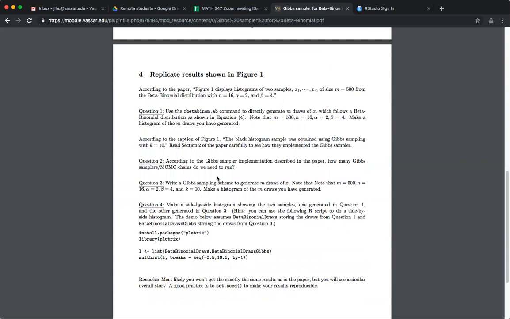You do these one by one, and in the end, I gave you a hint on how you can plot them in the side-by-side histograms that they have in the paper. That's one thing to keep in mind. Question 3 is just an intermediate question. Sorry, question 2: I'm asking you to think about how many Gibbs samplers or MCMC chains you need to run in order to replicate what they mean. You just need to write down a number and then go from there.